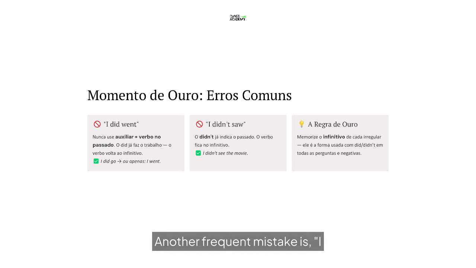Another frequent mistake is, "I didn't saw." Here, didn't also shows that the action is in the past, so you'll want to use the base form of the verb. The correct sentence is, "I didn't see the movie." This structure is crucial because it helps maintain the integrity of your sentences while ensuring clarity.